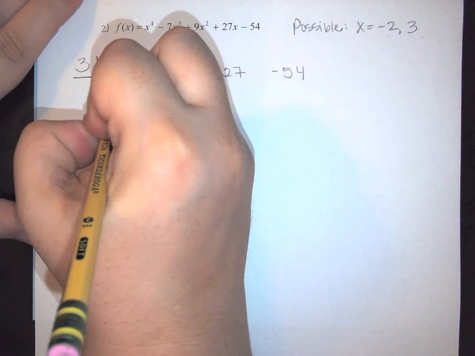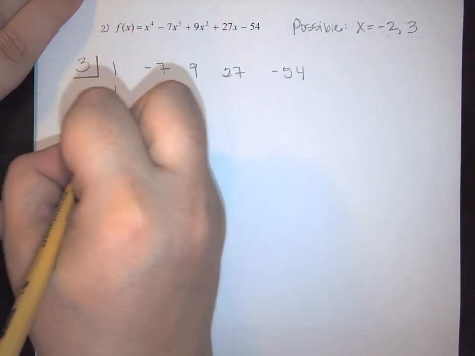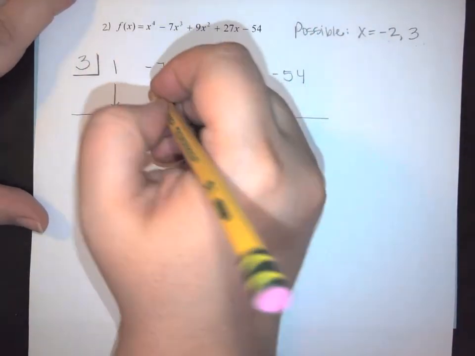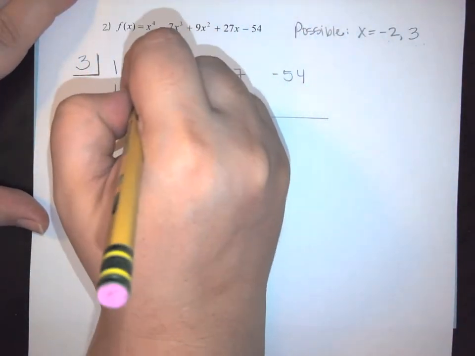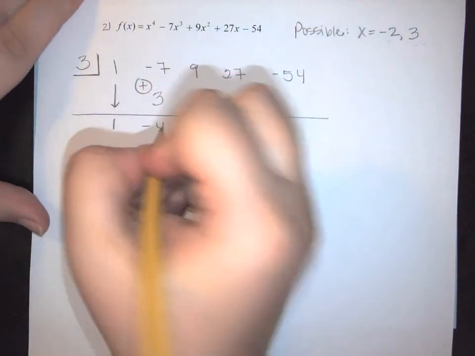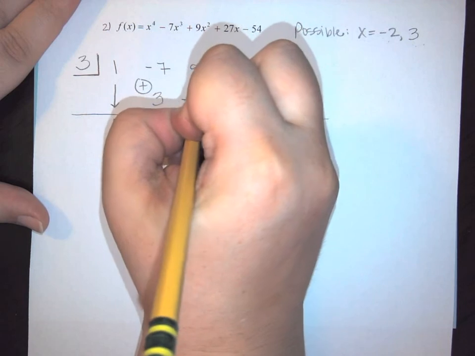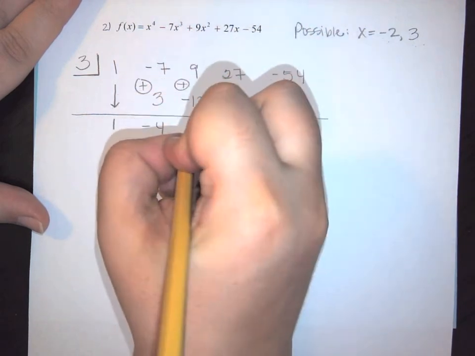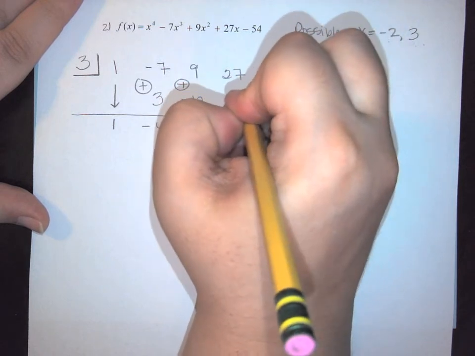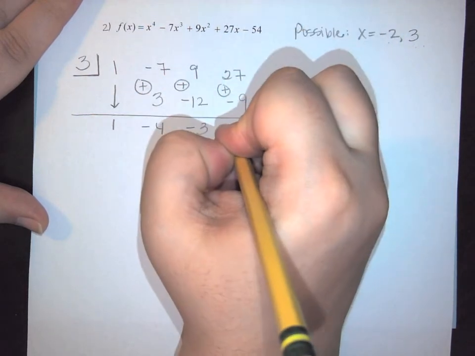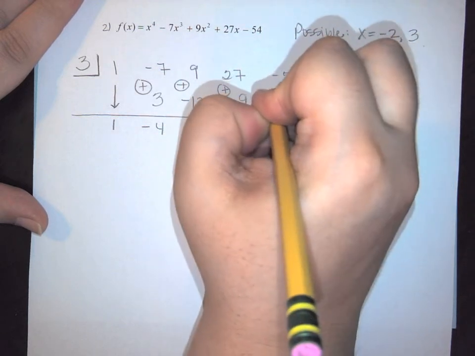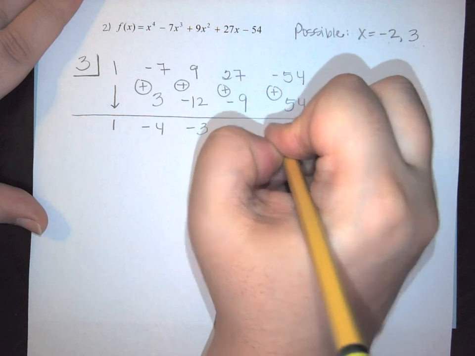Bring down your first term and get the party started. Alright, bottom times the box. So 1 times 3 is 3. I need to add them together. This is going to give me a -4. -4 times 3 is a -12. Add these together and I get -3. -3 times 3 is a -9. Add this together and I get 18. 18 times 3 gives me 54. Add this together and I get 0.